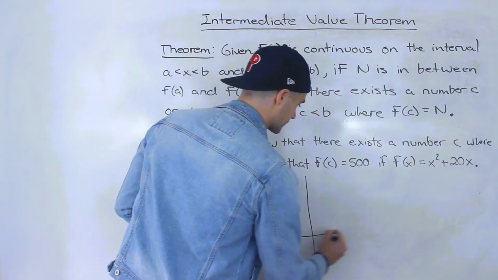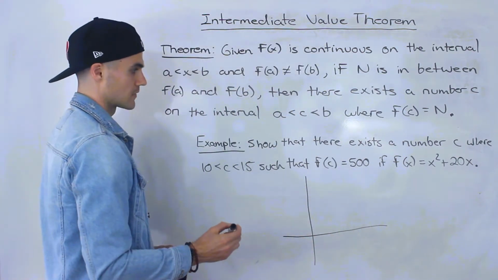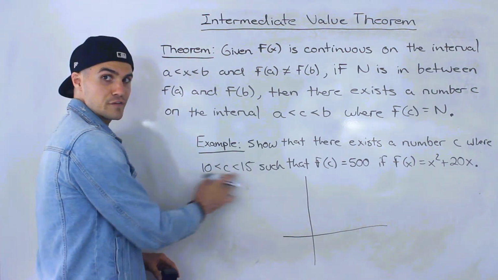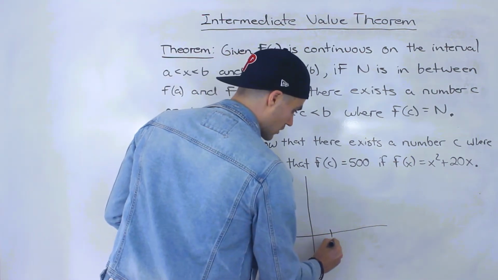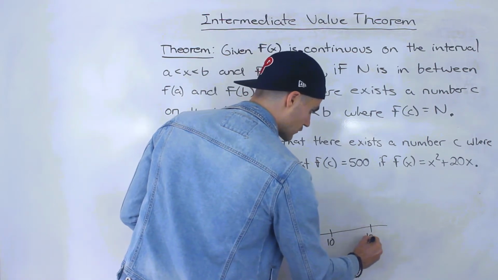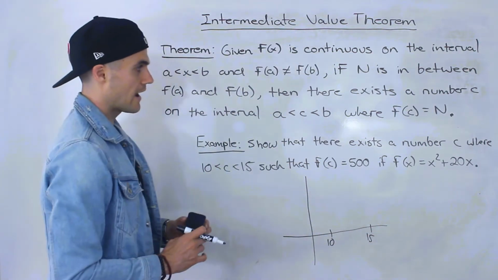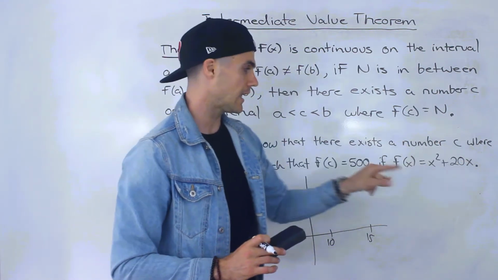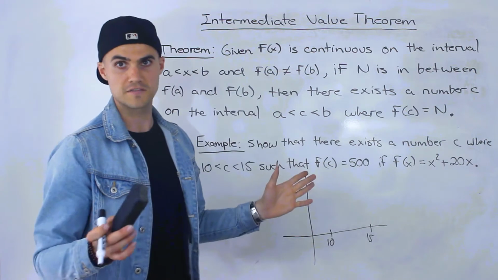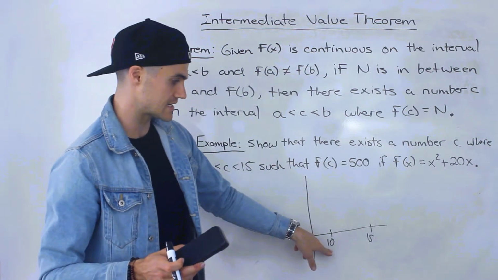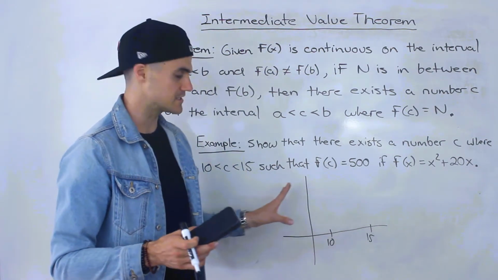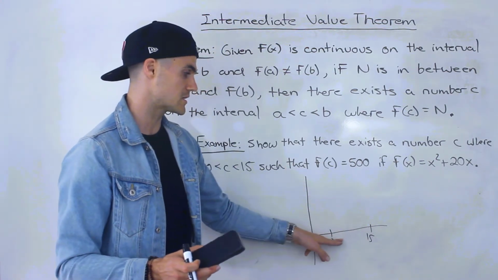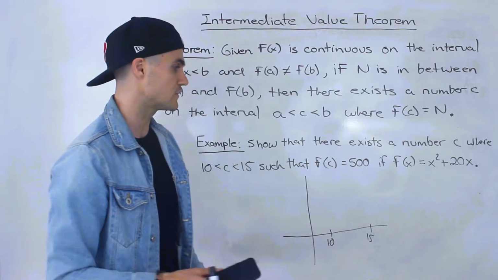So if I draw this out, notice the interval we're working with for c is between 10 and 15. So I'm going to draw 10 and 15 over here. Also notice that x squared plus 20x is continuous for all x values. But more importantly, it's continuous within this interval. It's continuous for x in the real numbers. Since it's continuous for all real numbers, it's continuous between the interval 10 and 15.